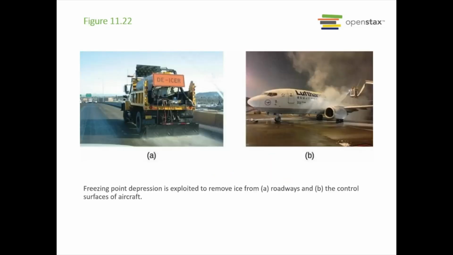So just here's some de-icing happening using freezing point depression. In A, they're de-icing the roads, and they're also used to help de-ice the wings of aircraft because ice on the wings can be detrimental and deadly.